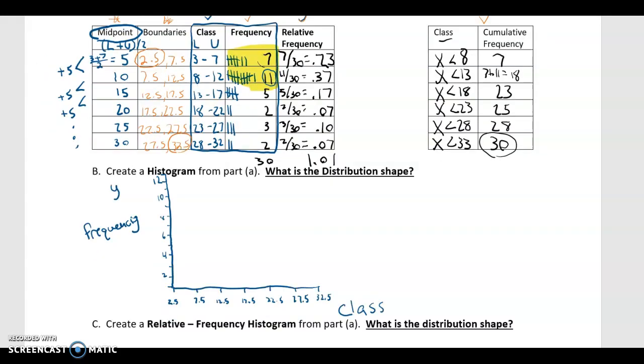Now you can see I have my axes labeled. I can go ahead and take my frequencies and fill them in. So the first class went up to 7, so I'll make a bar that goes up to 7. The second class goes to 11.